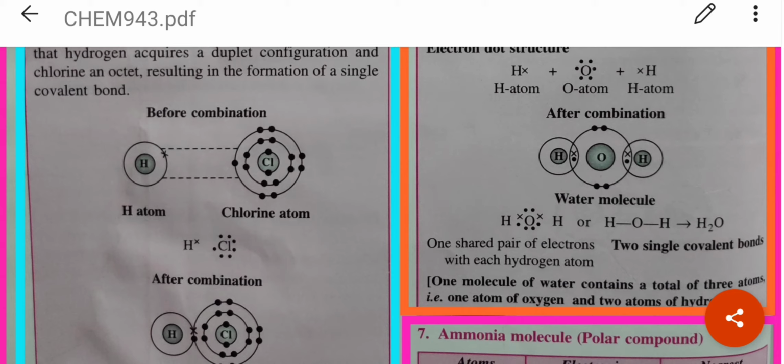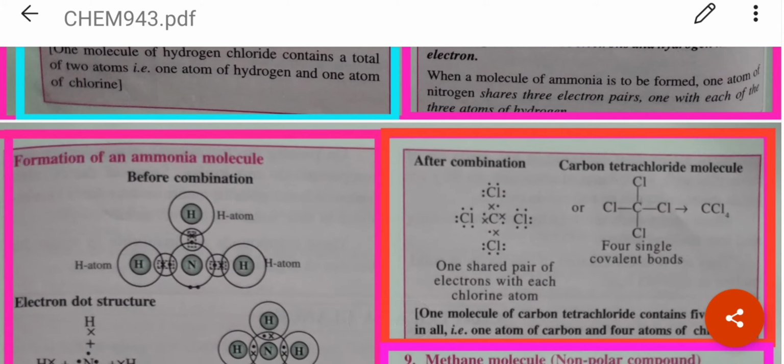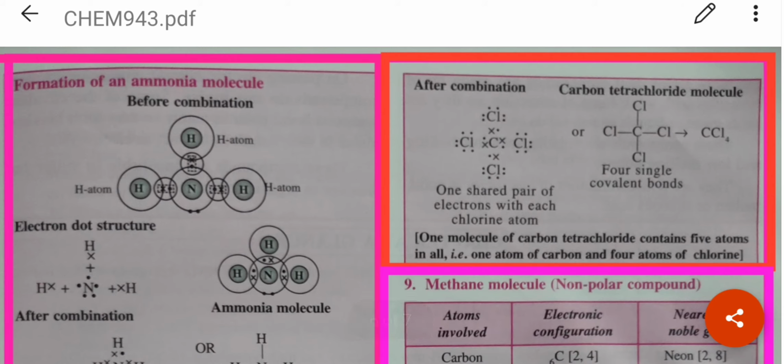Why are 2 hydrogen atoms needed? Because the number of valence electrons in oxygen is 6, so it needs 2 more electrons and hence 2 hydrogen atoms to be stable. Next comes the ammonia molecule. What is the electronic configuration of nitrogen? 2 and 5, and hydrogen it is 1. You can see nitrogen has 5 valence electrons. So how many electrons does it need to be stable? 3 more electrons. That's why it combines with 3 hydrogen atoms.